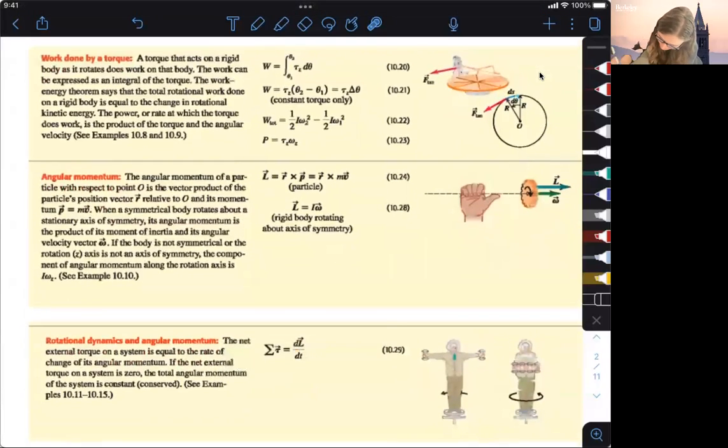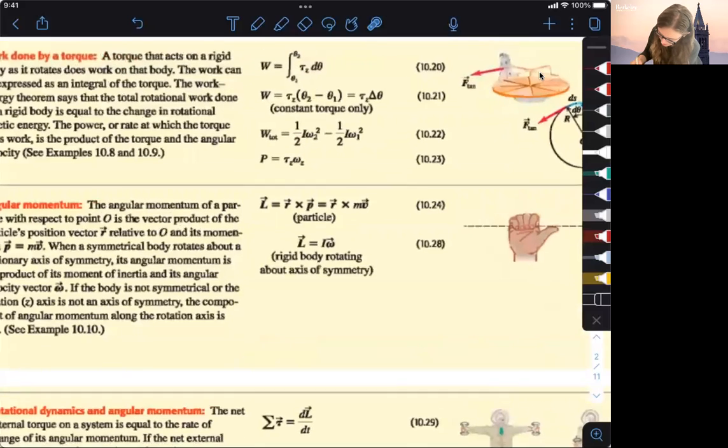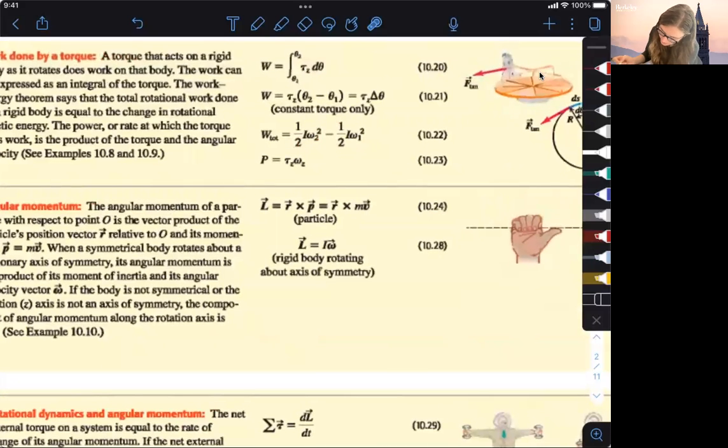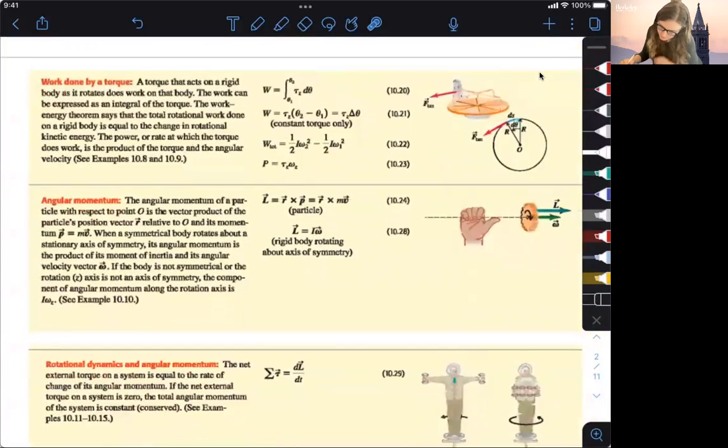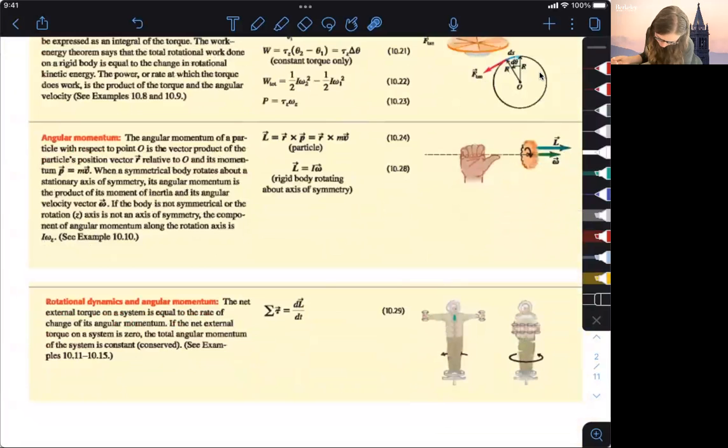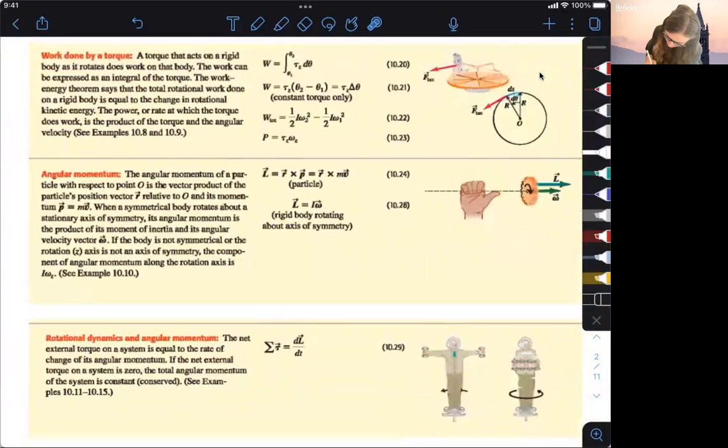Okay. And then, similar to what we saw when we were dealing with linear kinetic energy, or the change in kinetic energy for linear systems, we can model the work done by rotational systems as the change in kinetic energy, because we know that this equation is going to give us the kinetic energy for angular systems.